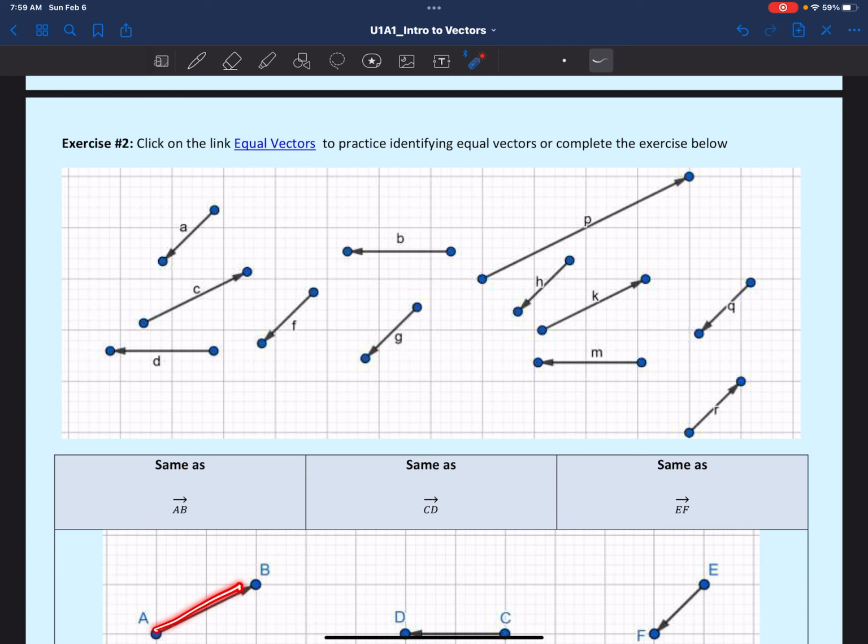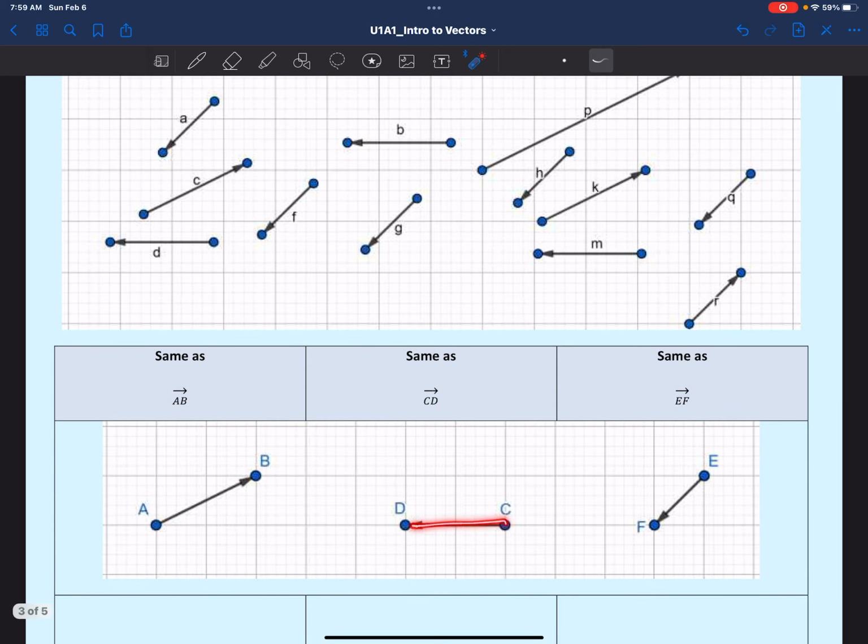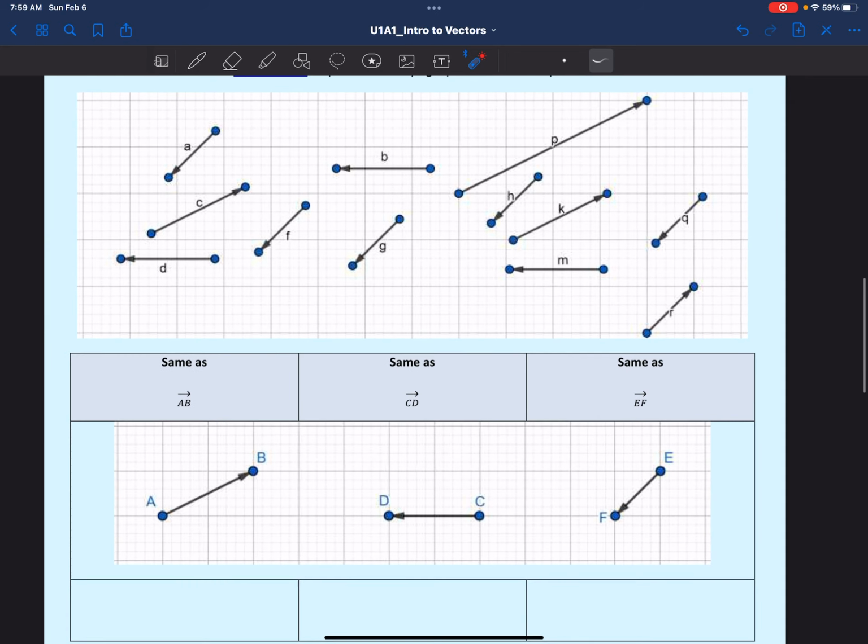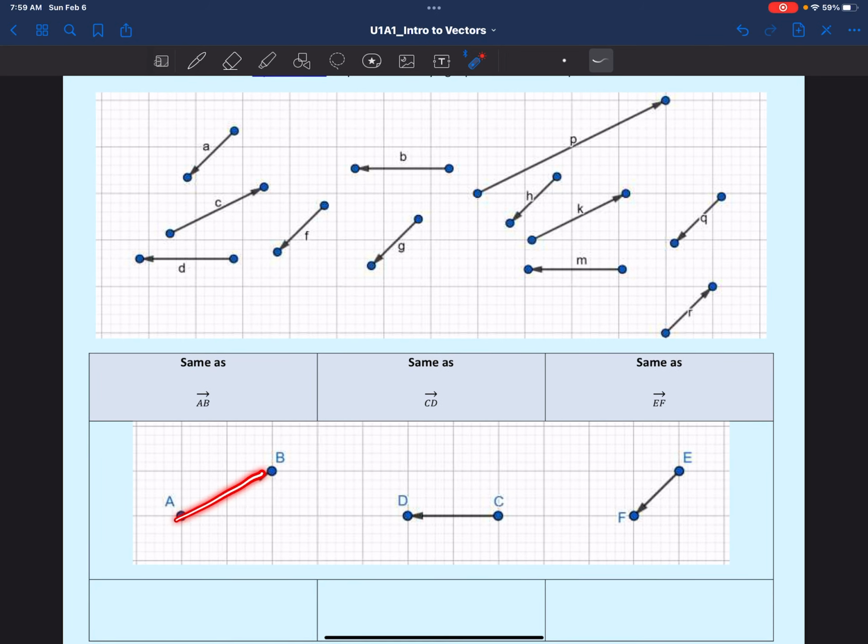So we have vectors AB, CD, and EF. What we're going to do is find the vectors that are equal to each and every one of them, as described. For vector AB, the way I would look at it, the direction is 2 to the right and 1 up.